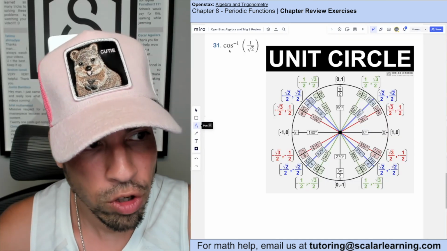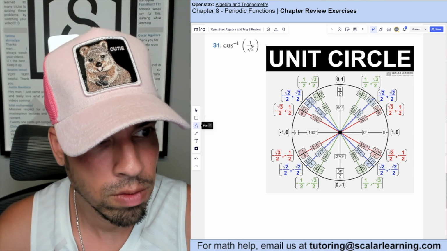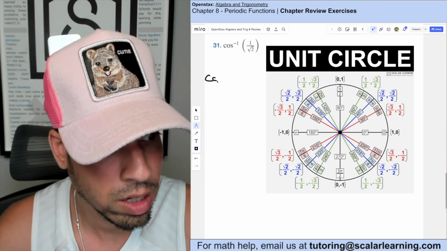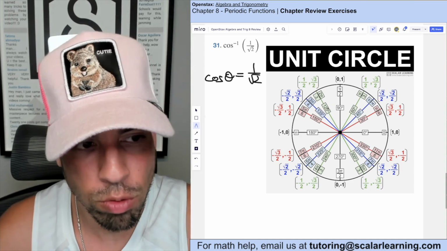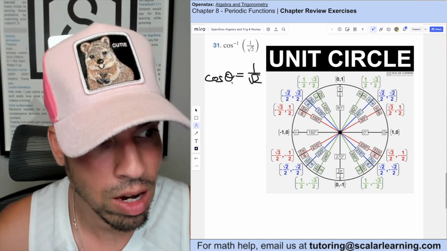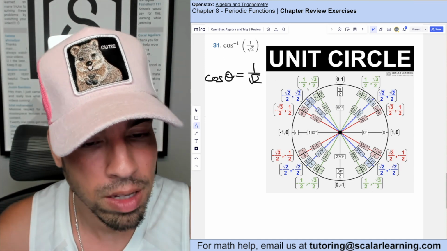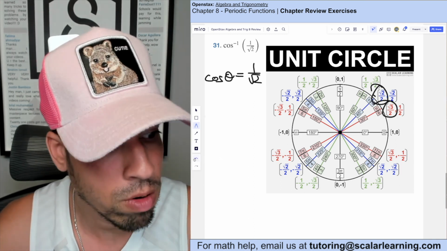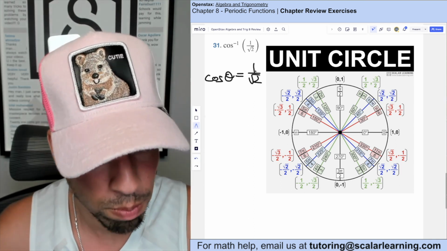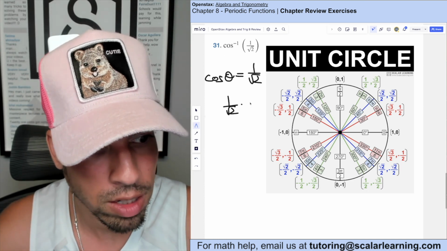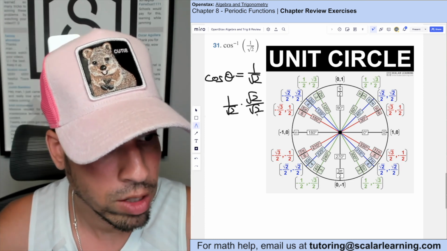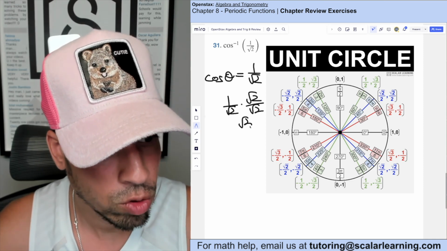So for this one, we're trying to find arc cosine of 1 over rad 2, which is really saying cosine of what angle is 1 over rad 2. And I've got the unit circle pulled up because we're going to use that to help us figure this out. And cosine matches up on the unit circle with these x values. Problem is, I don't see 1 over rad 2, but 1 over rad 2 simply hasn't had the denominator rationalized. So I'm going to start there, multiply by rad 2 over rad 2, and we get rad 2 over 2.